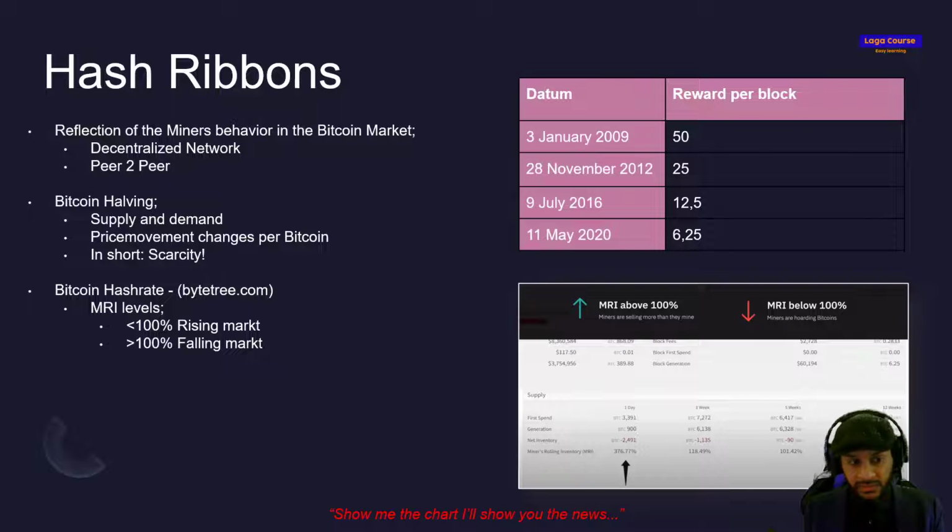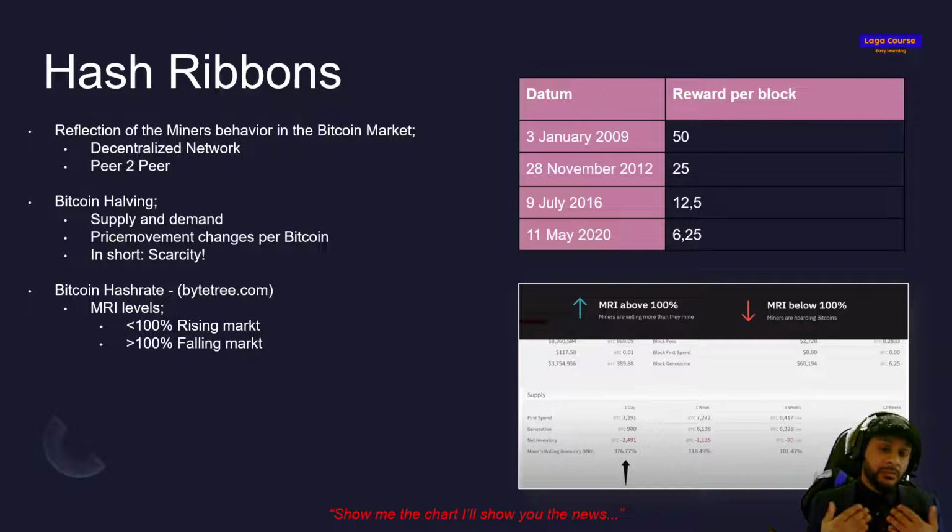So the Bitcoin hash rate is very simple. You've got to keep this in mind. If the MRI is over 100%, it means that the miners are selling more than they mine. The MRI is the miner's rolling inventory. If that is above 100%, it means that they are selling. If it is below 100%, it means that they're holding their Bitcoin.